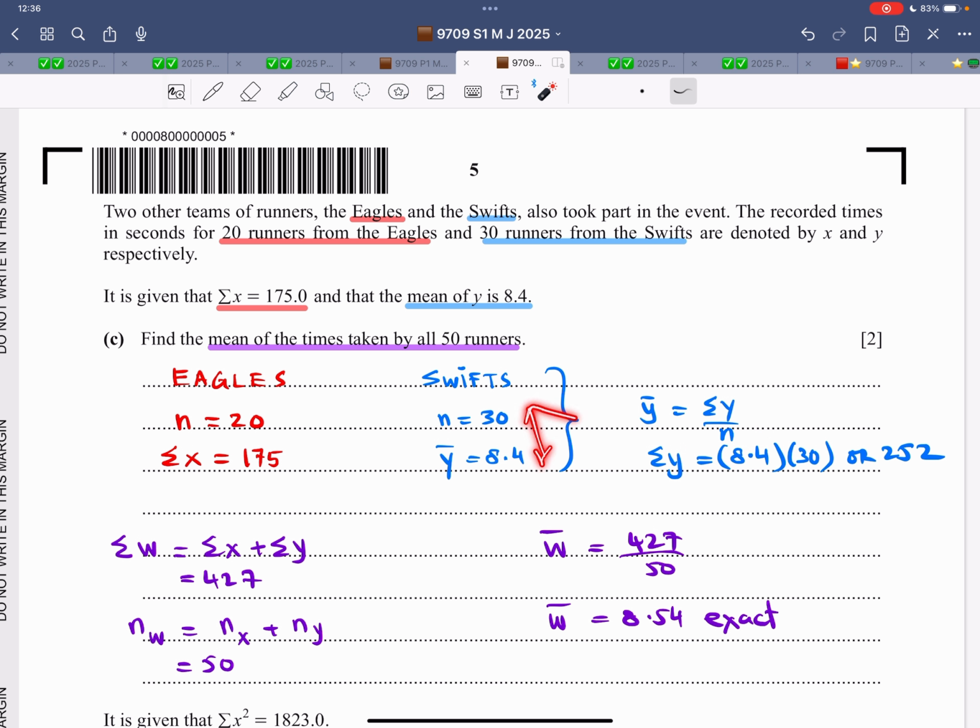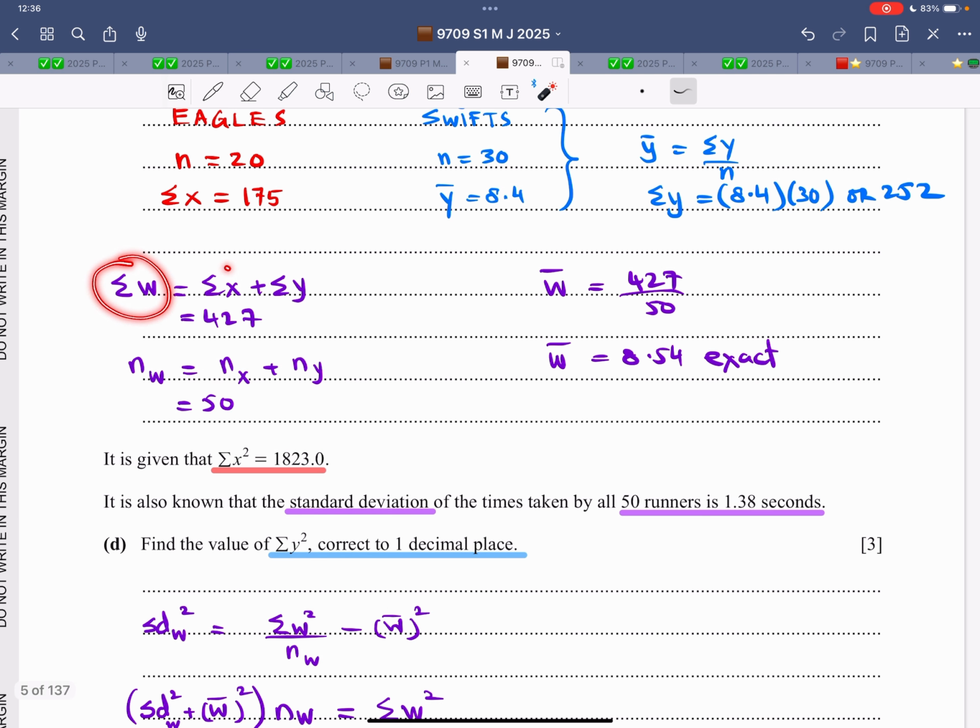Multiply these two, you will get the summation of Y, 252. This is summation of X, 175. What are they asking? They're asking the mean of the times taken by all 50 runners. So of course, never ever make a mistake of taking the bars, adding them up and dividing by 2. It's not possible. Why? Because the numbers are different.